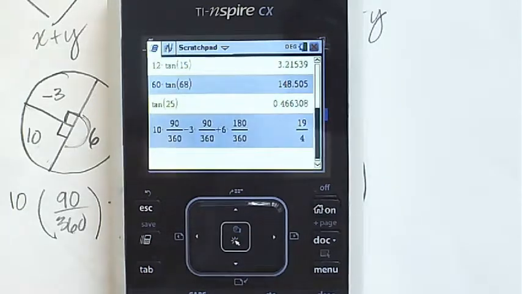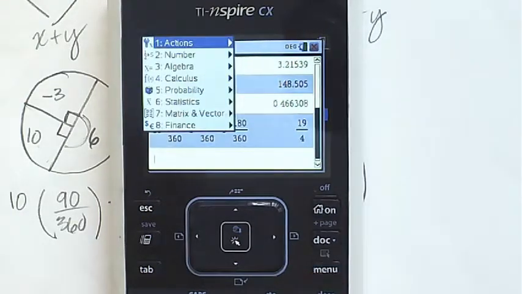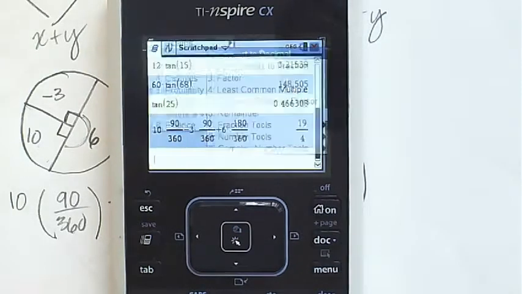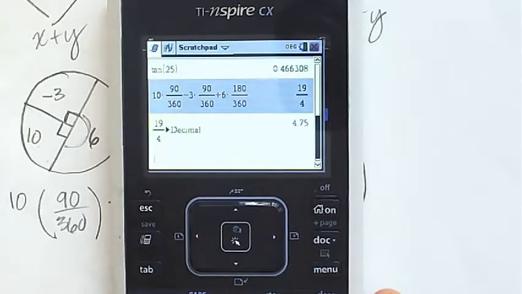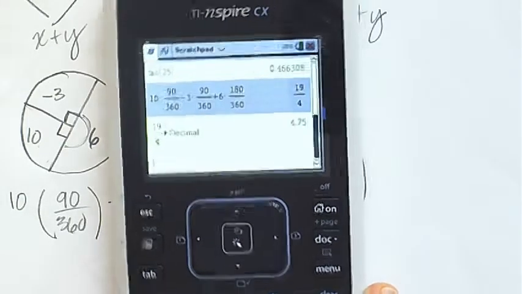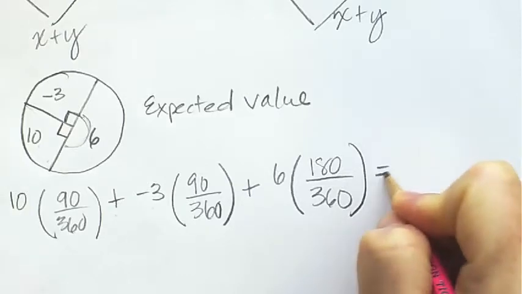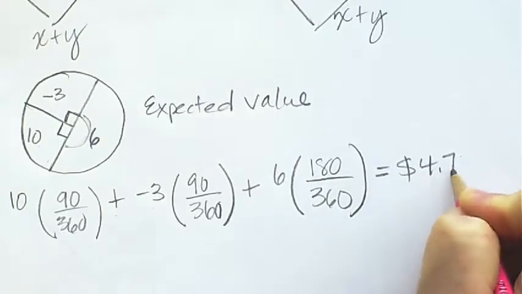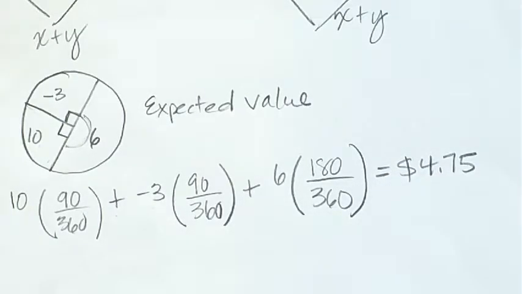Okay, so I'm going to change that to a decimal. So the expected value of this game is 4.75. So you would probably win some money if you were playing using that spinner.